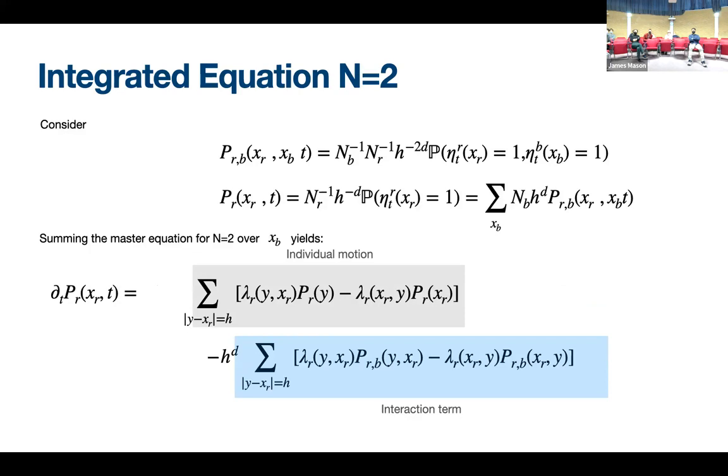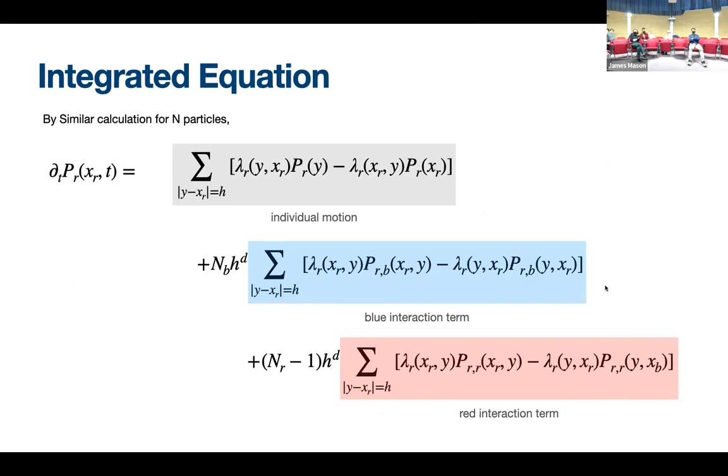And then we can do a similar calculation when we have an arbitrary number of particles. And it ends up looking like this, where the interaction term retains the same structure, but now we have to account for there being more blue particles and more red particles. So there's n blue particles that can block a red particle. And then the red particle can get blocked by all the other red particles, but not itself. Because it can't get blocked by itself, that's why the minus constant.